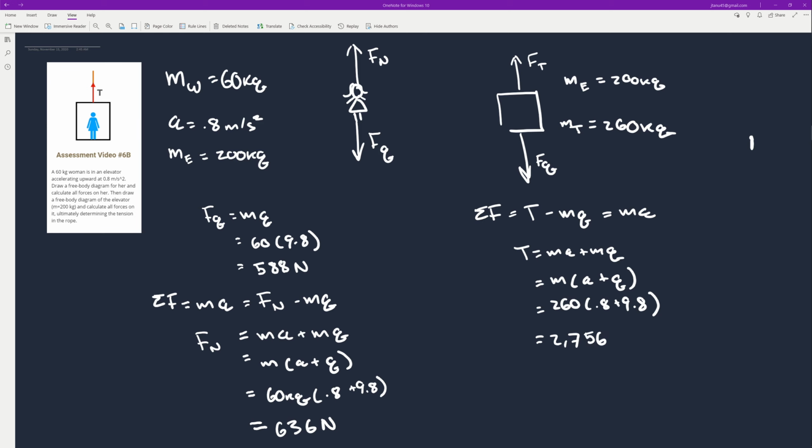And this holds because, as we can see, if we account for gravity, which is just mass times gravity, 260 times 9.8, we get 2,548 newtons. Since our tension force is greater than gravity, we accelerate upwards. And that holds true because we're in the elevator and we're going up. I hope this helps, and I hope you guys learned something.